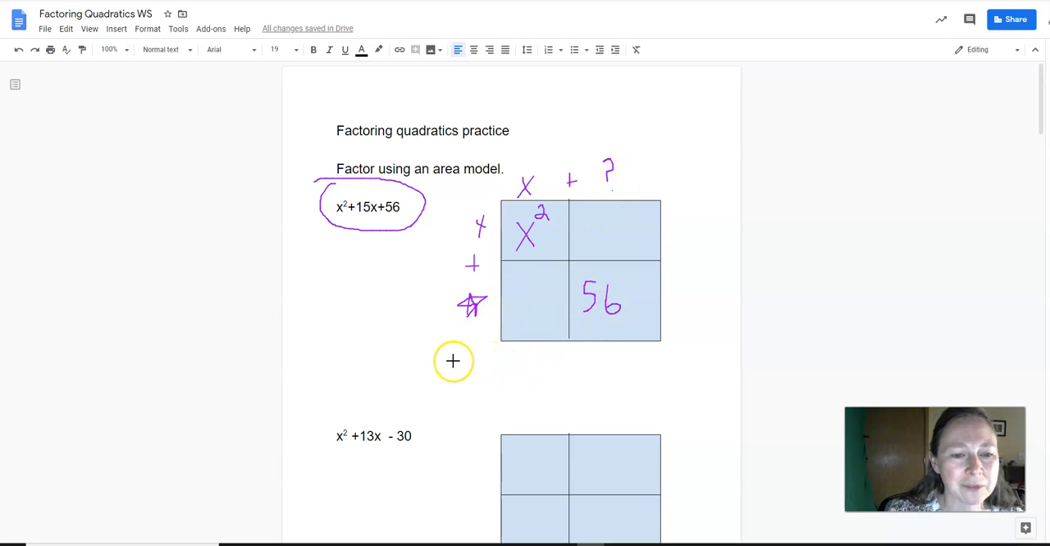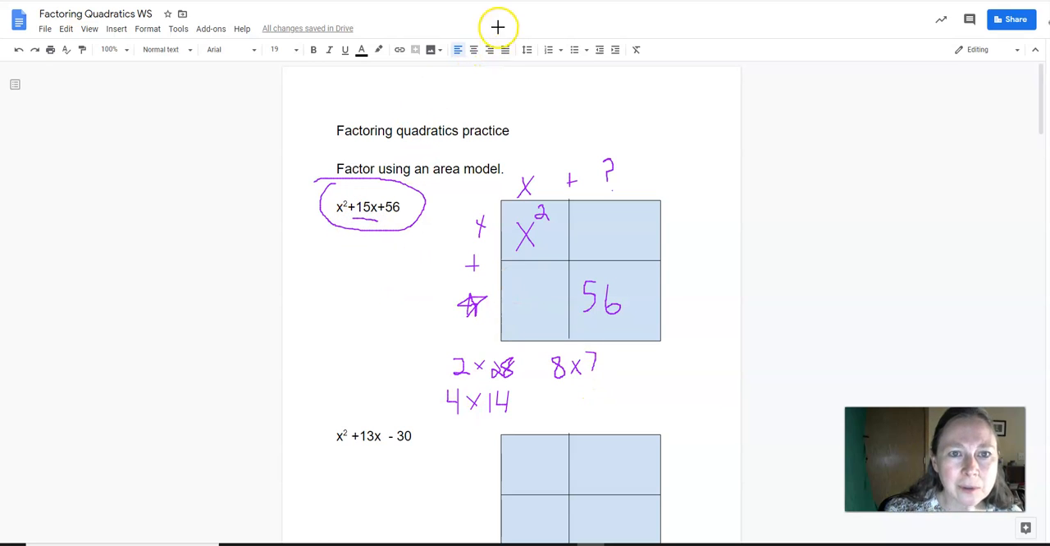So you start listing out your factor pairs of 56. 56 could be 2 times 28, but 2 plus 28 is not 15, so that wouldn't work. It could be 4 times 14, but 4 plus 14 is not 15, so that doesn't work. It could be 8 times 7, and that one maybe we're on to something, because 7 plus 8 is indeed 15.